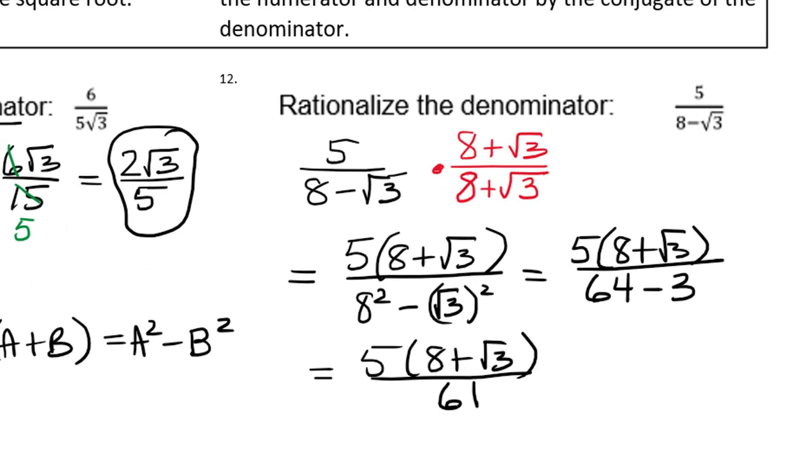Now at this point you would check, do 5 and 61 have any factors in common? Nope, 5 doesn't divide evenly into 61 and 5 is prime, so we definitely cannot reduce. So we could go ahead and distribute the numerator: 40 plus 5 root 3 over 61.